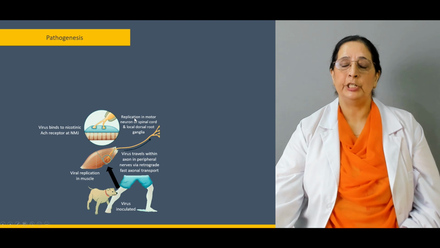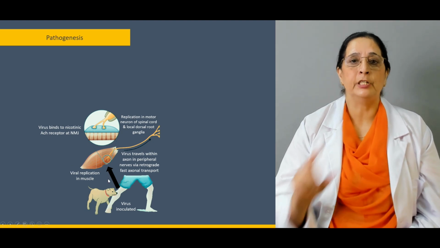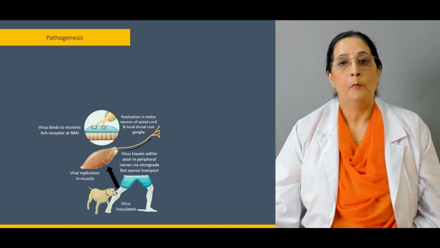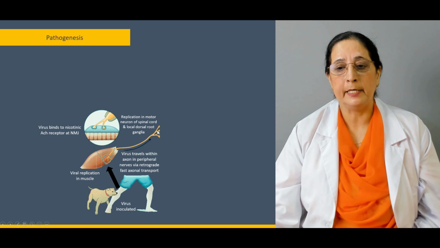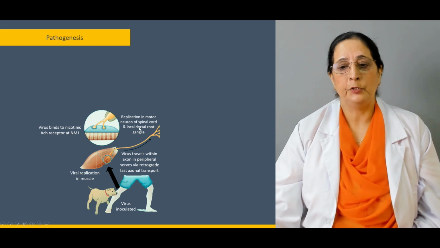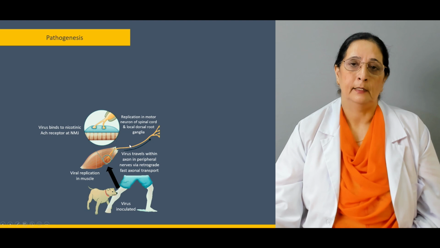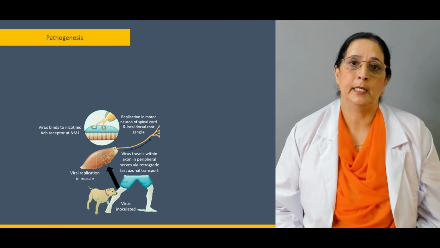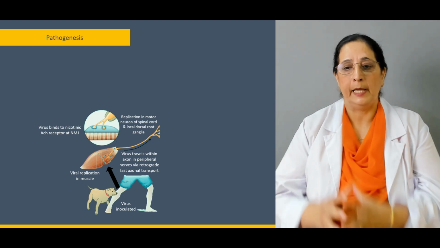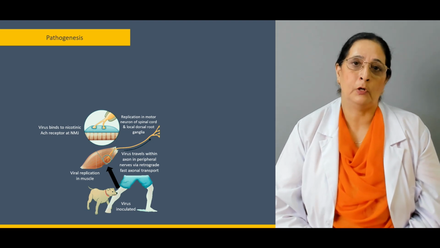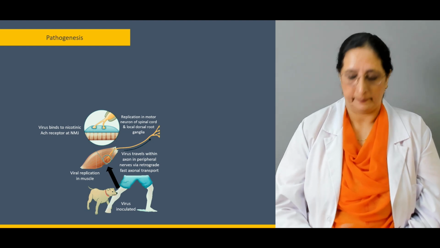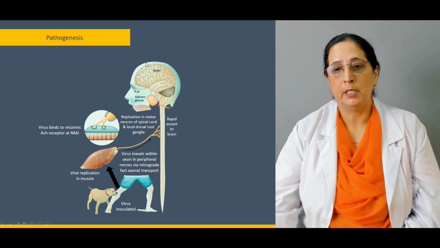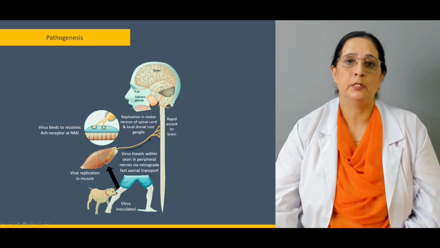Then there is replication. First there was replication in the skeletal muscle. Next there is replication in the motor neurons of the spinal cord and local dorsal root ganglia. So here the second replication of the virus occurs in the dorsal root ganglia and the motor neurons of the spinal cord. And then there is rapid ascent to the brain. Here it reaches the brain.